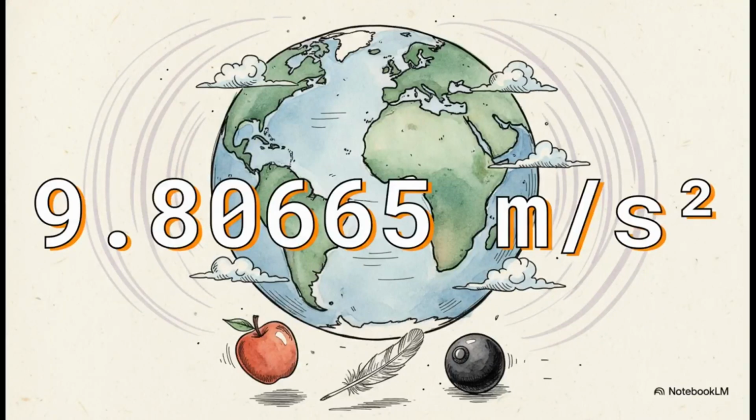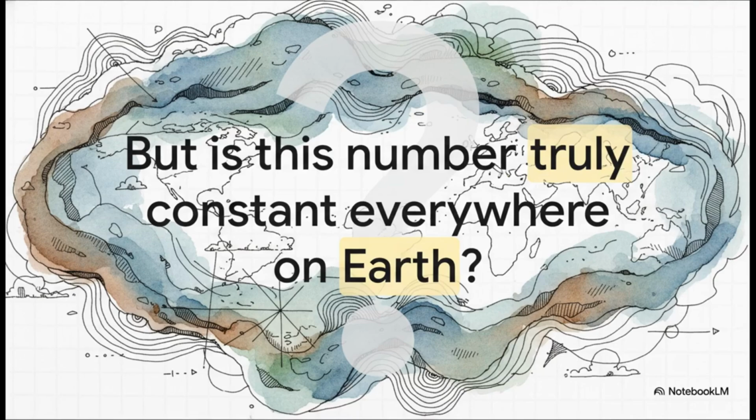Yes, 9.80665 meters per second squared. You've probably seen this number a thousand times. It's often presented as this unshakable foundation of classical mechanics, the standard value for Earth's gravitational acceleration. But here's the thing. This number, as precise as it looks, is not the whole truth. It's really just a globally averaged value, a convenient simplification of a much more complex physical reality. So the big question is, can we really use this one number for the entire planet?